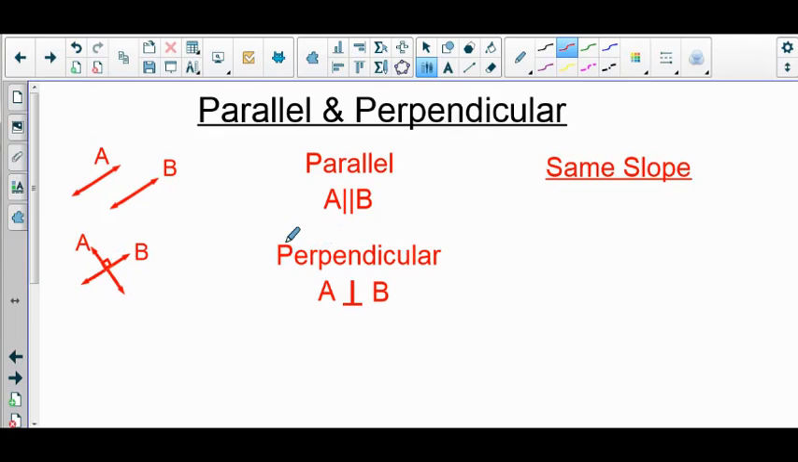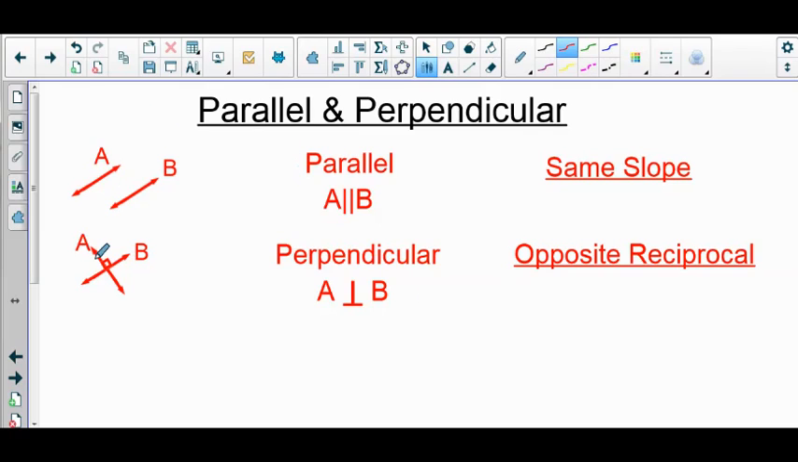Or it could say perpendicular in the sentence, or you could use notation. A is perpendicular to B. And what this means is opposite reciprocal. And we'll get more into that in a moment of what opposite reciprocal means. Opposite means if it's negative, then it's positive. If it's positive, then it's negative. And reciprocal just means flipped upside down. The reciprocal of 2/3 would be 3/2. The reciprocal of 5/7 would be 7/5. The reciprocal of 2 would be 1/2 because 2 is 2/1. And we'll look more closely at that again.